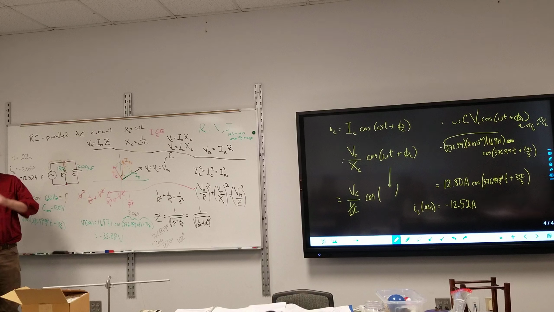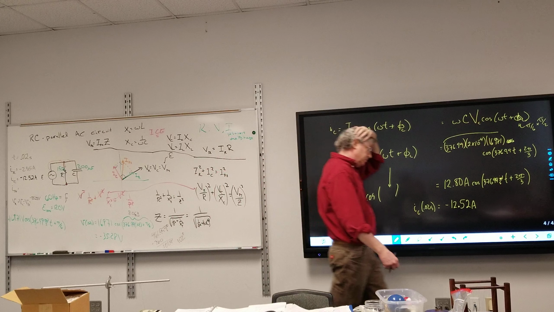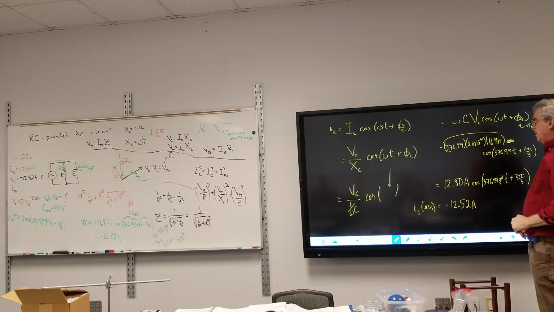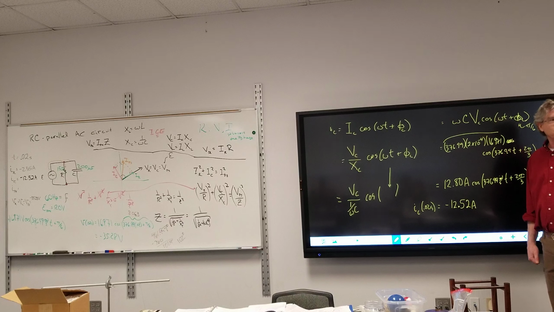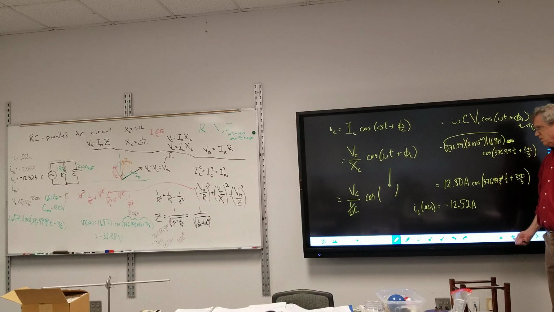Now I want to go through finding the current for the power supply using basically the same technique, and then we'll check. It is also possible to find the current from the power supply by just adding those two up. However, let's do it the longer way, and then we can check our answer. Questions before I go to the next slide?